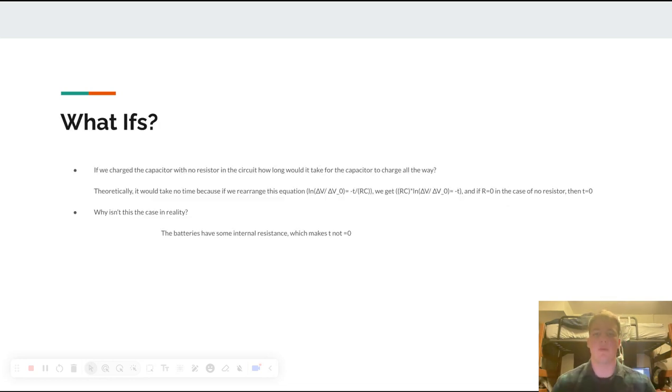What if we charged the capacitor with no resistor? In theory, it would take 0 time because R would be equal to 0 in this equation. In reality, the battery has some internal resistance and the wires have some internal resistance. So T is not going to equal 0, but it's going to be close. And yeah, that's my lab.